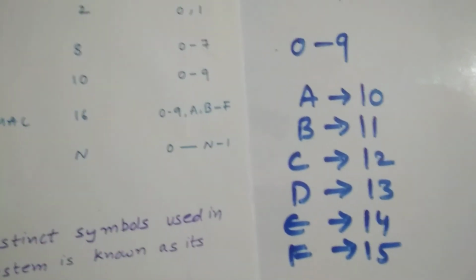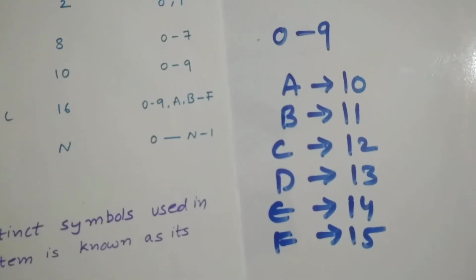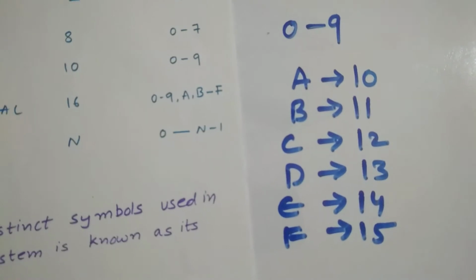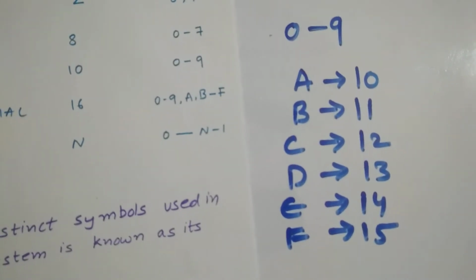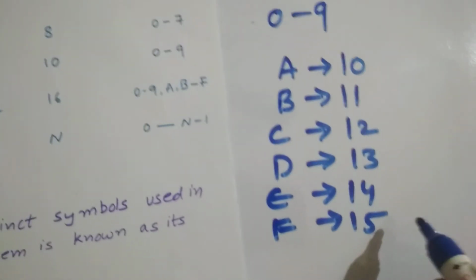I will give you a small question right now. Why did we use A, B, C, D, E, F instead of 10, 11, 12, 13, 14 and 15? Why didn't we use those?